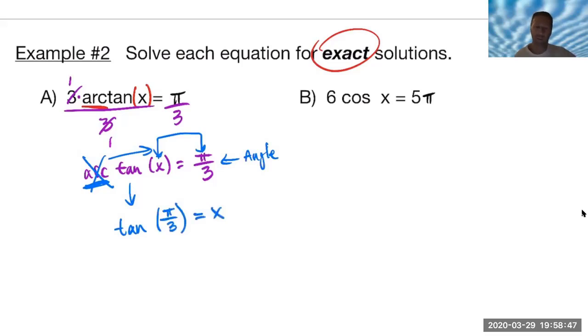Now, in the previous example, we stopped there because there were more variables involved. But this time, we should know exactly what that's asking of us. And in this case, we should know that π/3 is 60 degrees. So we're looking for the tangent of 60. And if you know your reference angles, then you know that is equal to the square root of 3. And you have found the exact solution for this.